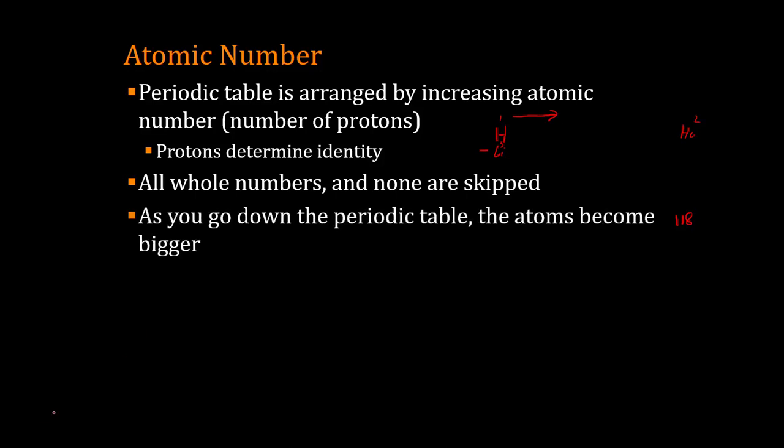As you go down the periodic table, the atoms become bigger, and that's because as we move across, we're adding protons and electrons, and those electrons are in energy levels. But when we move down the periodic table, we add energy levels. Okay, so added energy levels make atoms bigger. They get a bigger diameter across the whole atom as we go down the periodic table.